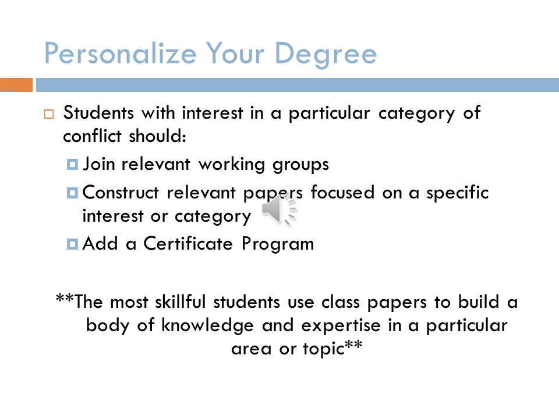You really can personalize your degree. So not just by choosing your elective credits, but what you choose to do outside of the program. Students with interest in a particular category of conflict should really consider joining relevant working groups. A working group is a student-based group that usually has a faculty advisor, and they have a like-minded interest. So they meet outside of class, and they might discuss current events. They might work on developing a presentation to present at a conference and things like that.